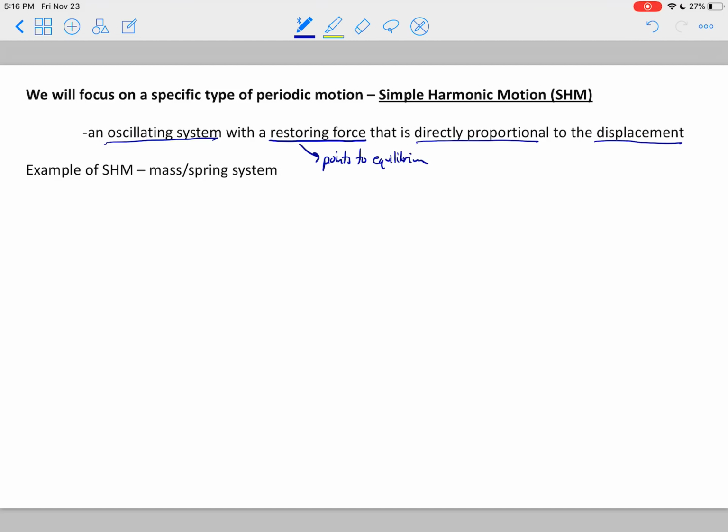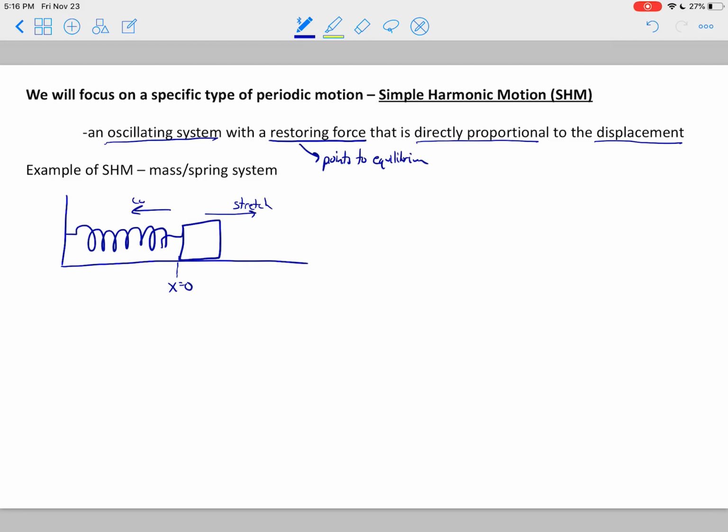So the perfect idea of this is the mass and spring system, which of course might look something like this. If we looked at it horizontally, we have a spring attached to a mass, and perhaps at this location is x equals 0, and then we could stretch this way or compress this way. And the force is always going to be trying to get back to equilibrium. So if I'm over on the stretch side, the force that's coming from the spring points this way, and if I'm over on the compression side, the force is going to point back that way.